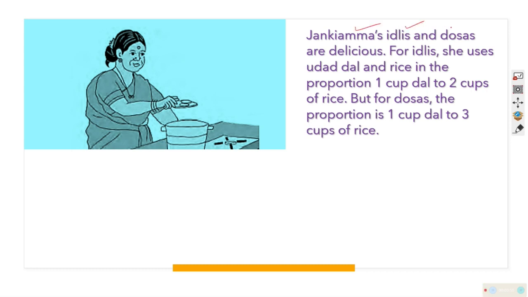Janagi Amma's idlis and doshas are delicious.